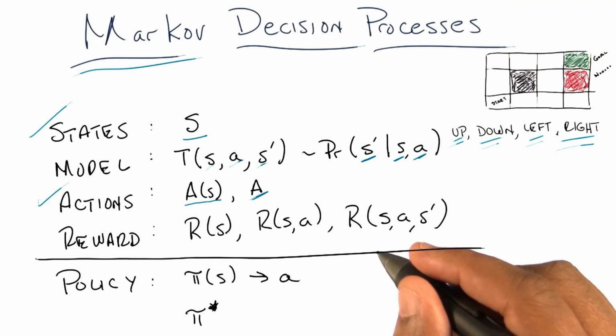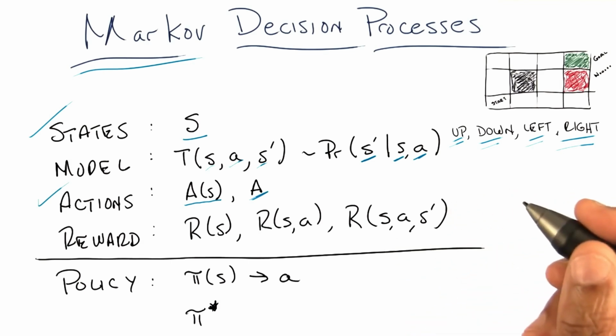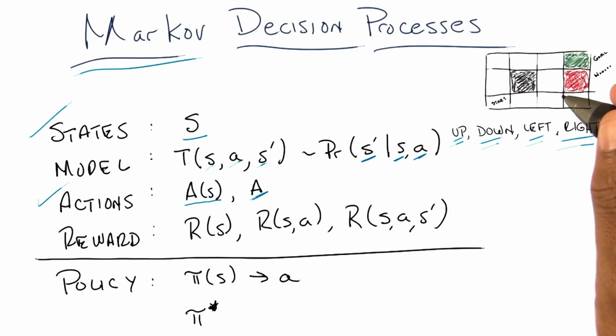Got it? I think so. So the S prime is where you end up, and the S and A are what you're given. So you plug these 3 in. Oh, I see, and you get a probability out. But the probabilities have to add up to 1 if you sum over all the S primes.